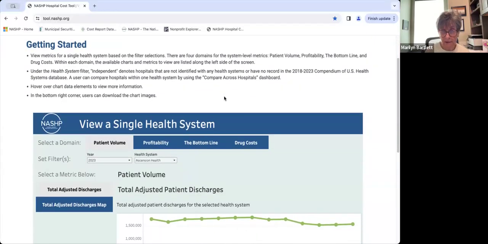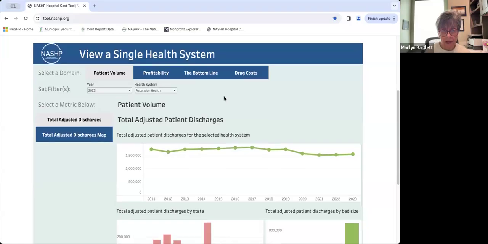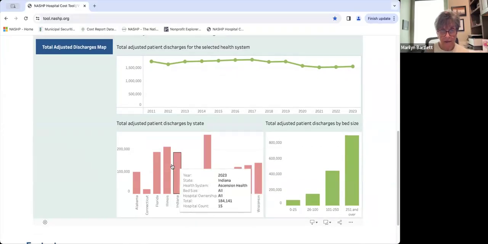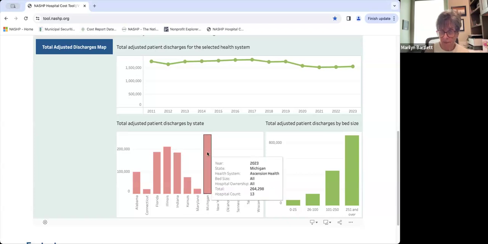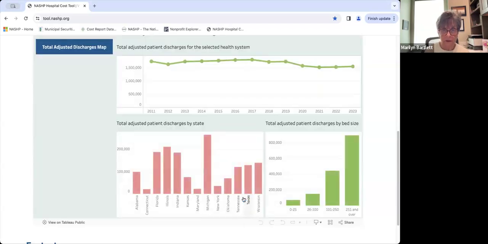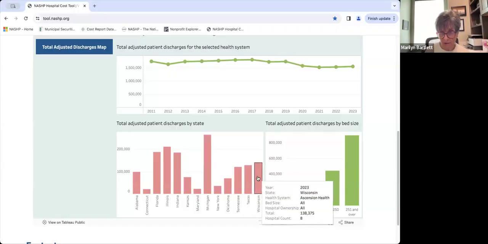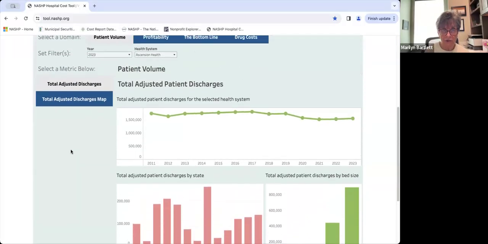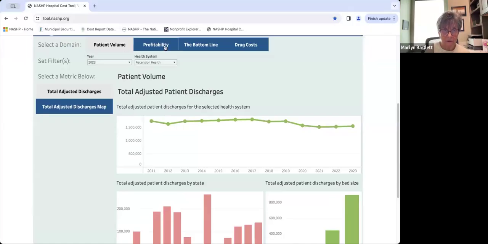And I pre-populated this with Ascension Health. And the charts here will show you this. Now I'm looking at Indiana, and you can see that total adjusted discharges in Indiana, they have 15 hospitals, are running around 184,000. The most in Michigan. You can see a presence in the different states. And then you can also see here by bed size. These are discharges.